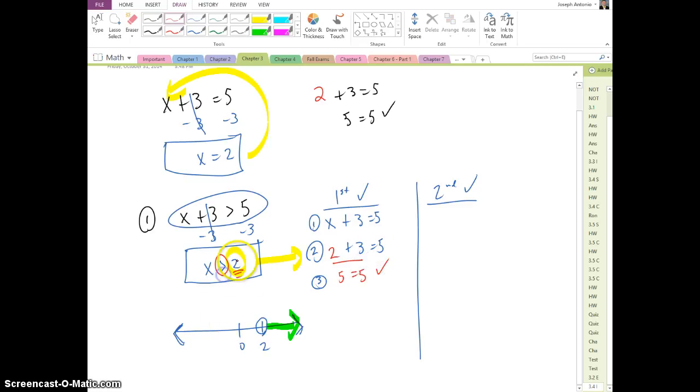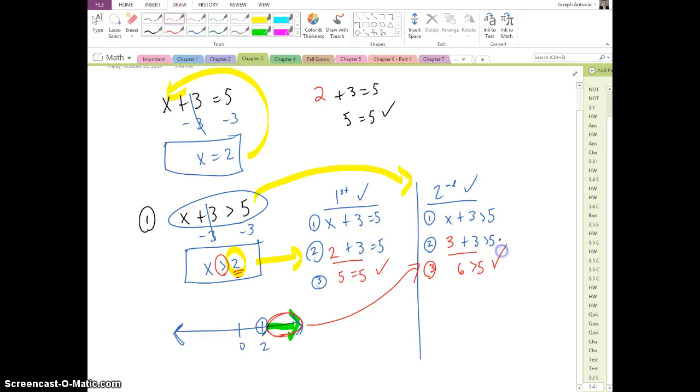Now we need to check to make sure that it should be greater than. So again, I take my original inequality and take it over here. And I say, well, what we have is x plus 3 is greater than 5. And here's the key: I choose a number that's greater than 2, that's my answer, and I plug it in for x. So I'm going to choose 3. 3 plus 3 is 6. Oh, and 6 is greater than 5.